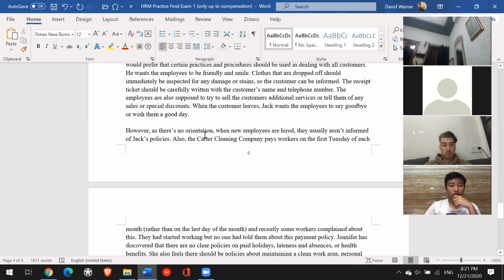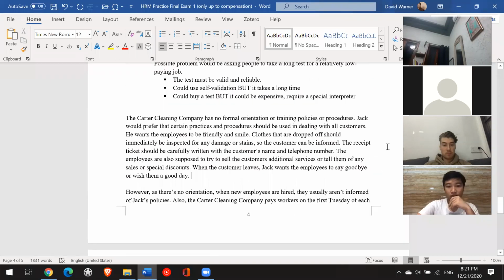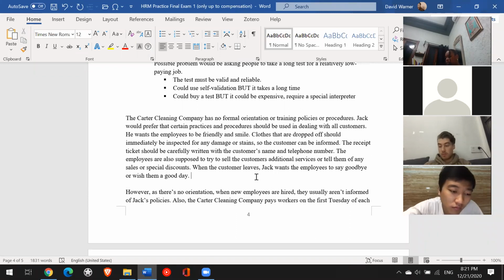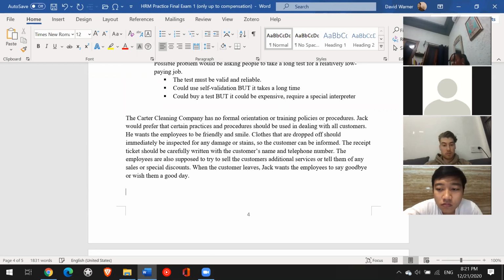Let's do one more and then we'll take a break. The Carter Cleaning Company has no formal orientation or training policies or procedures. Jack would prefer that certain practices be used in dealing with all customers. He wants the employees to be friendly and smile. Clothes dropped off should immediately be inspected for damage or stains so the customer can be informed. The receipt ticket should be carefully written with the customer's name and telephone number. Employees should also try to sell additional services or tell customers of any sales or special discounts. When the customer leaves, Jack wants the employees to say goodbye or wish them a good day.